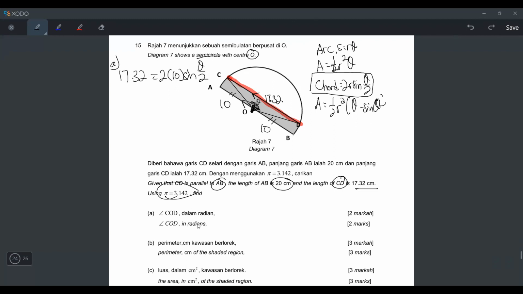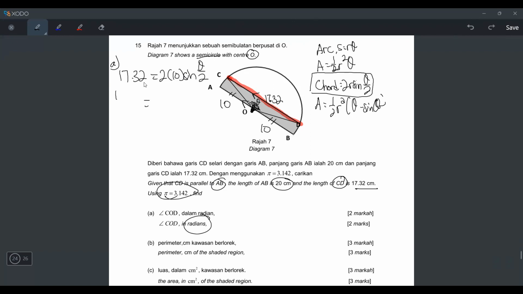But they say find this angle in radian, right? So if they want it in radian, I have to convert, because there's a triangle in front. It means when I get the data, it will not be in radian right away. It will be in degree. How do I know? Because there's a triangle in front.